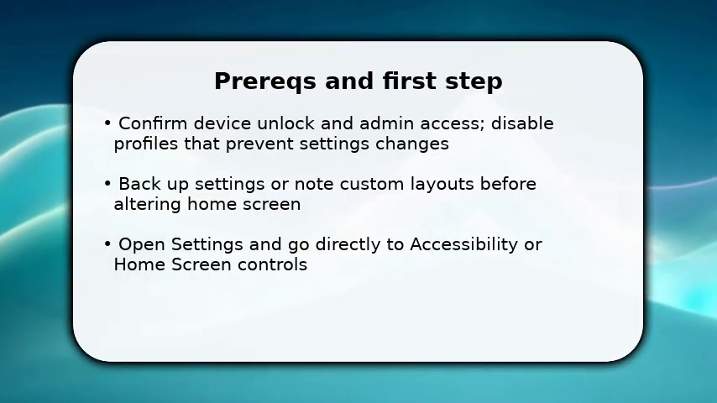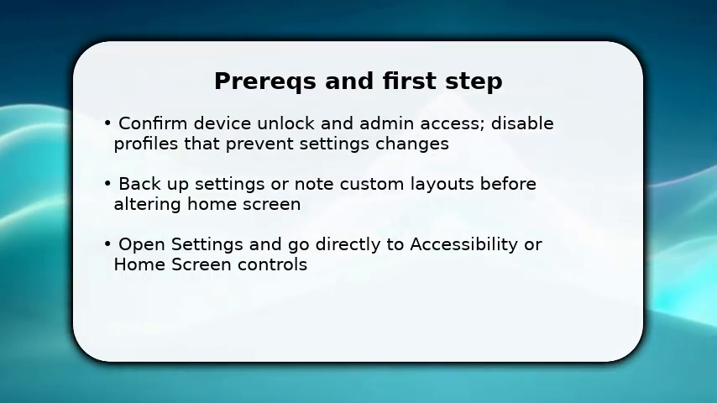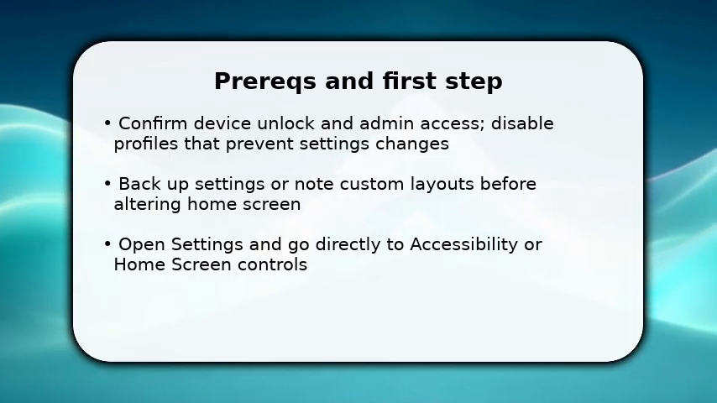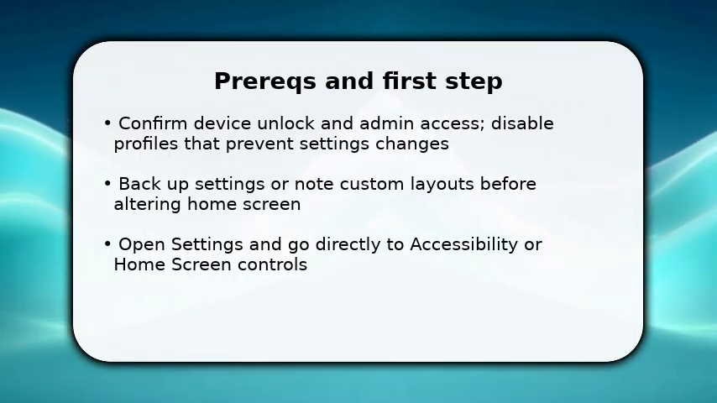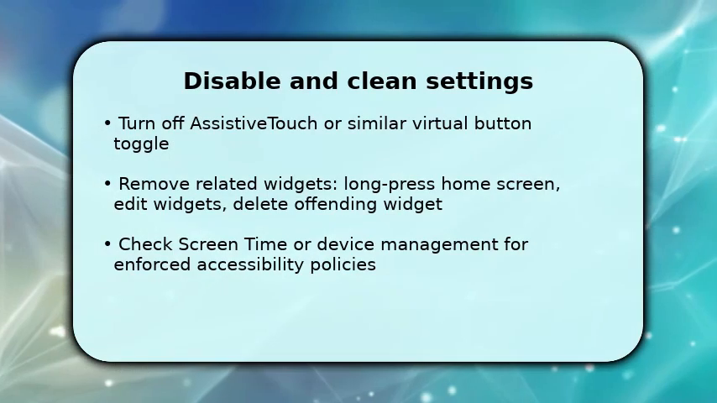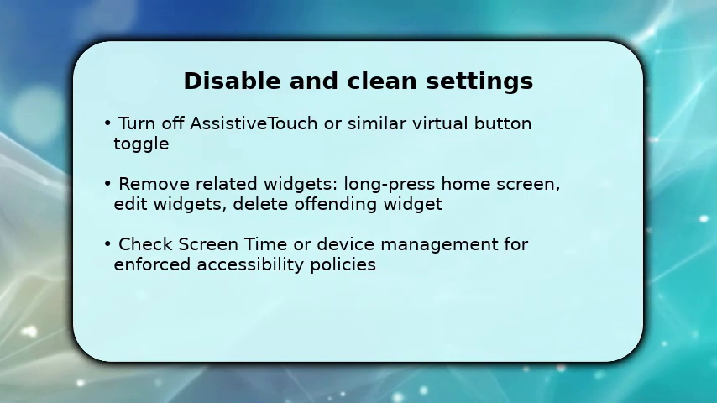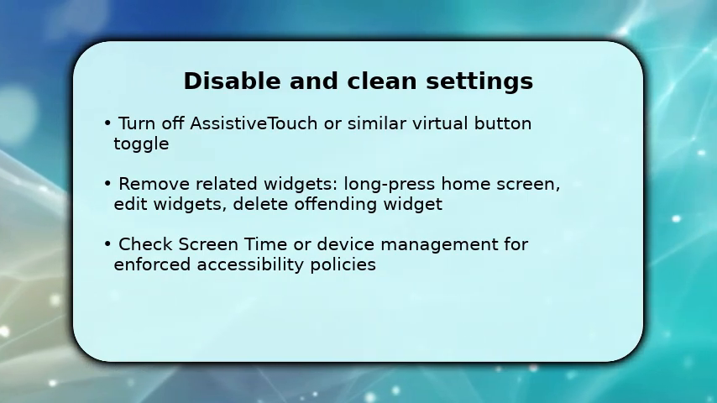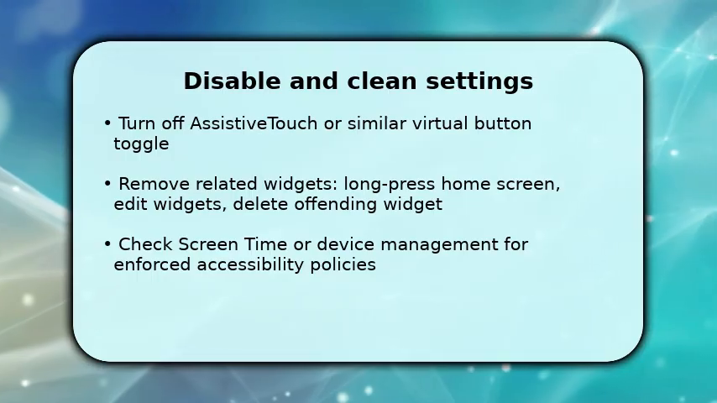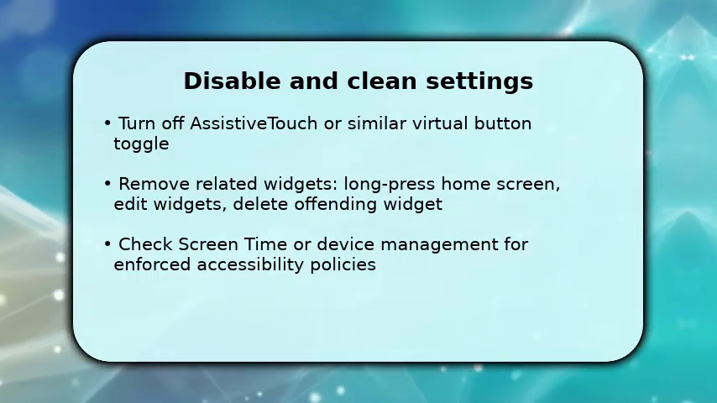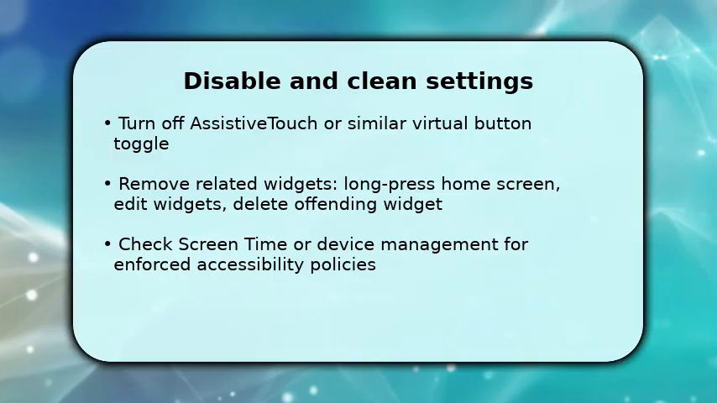The first actionable move is to toggle that virtual button off, not to rearrange icons or remove apps yet. Once assistive touch or the virtual button toggle is off, make sure to remove any widgets or shortcuts linked to it. Long press the home screen, choose Edit or Remove Widgets, and delete the widget that replicates the button.